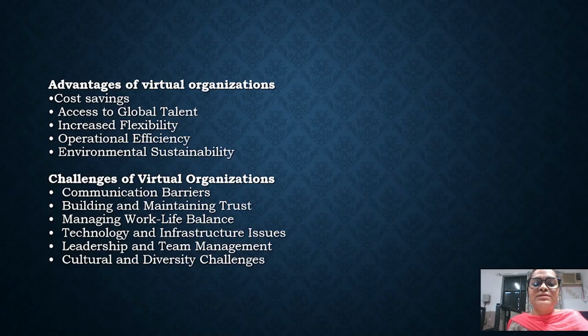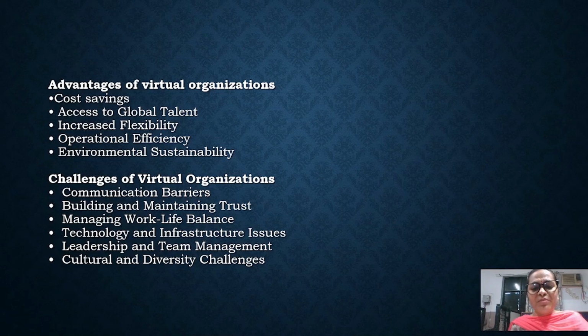So clear and concise communication practices, which include active listening and the use of appropriate communication tools, are very essential to mitigate these barriers. There's time zone difference also, right? Coordinating across different time zones is never easy because it can pose scheduling challenges for virtual teams, right?